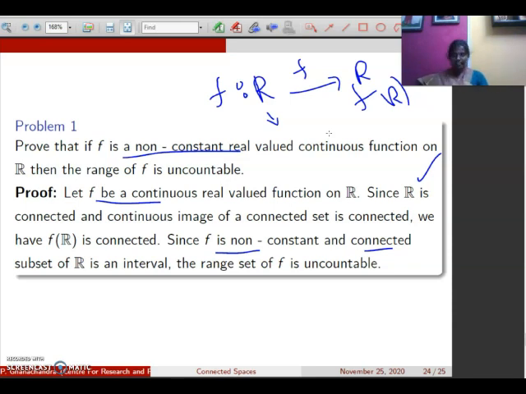If f is a real valued function defined on an interval, then f takes any value between two values it assumes. So this is the intermediate value theorem. At last we proved that for every non-constant real valued continuous function on R, the range of f is uncountable.